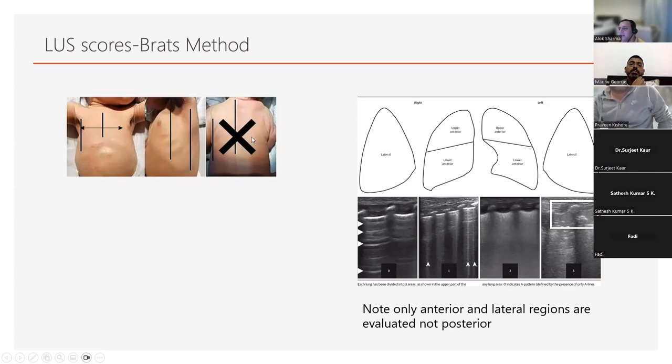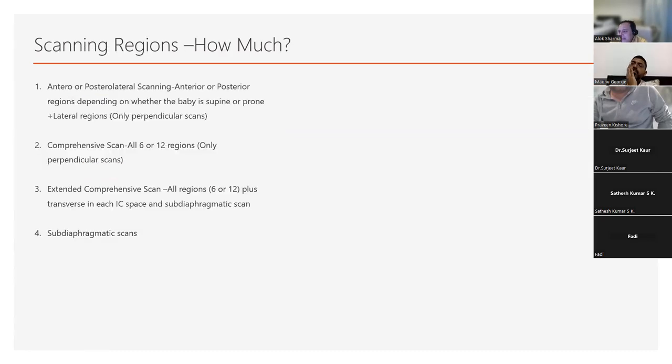People used to think that you can't do a BRAT score while the baby's prone. That's not correct. You can use the posterior regions and divide them into upper and lower and add to lateral, and use the same score. It's been validated in a study. So really, it's easy, and it uses anterolateral or posterolateral scanning.